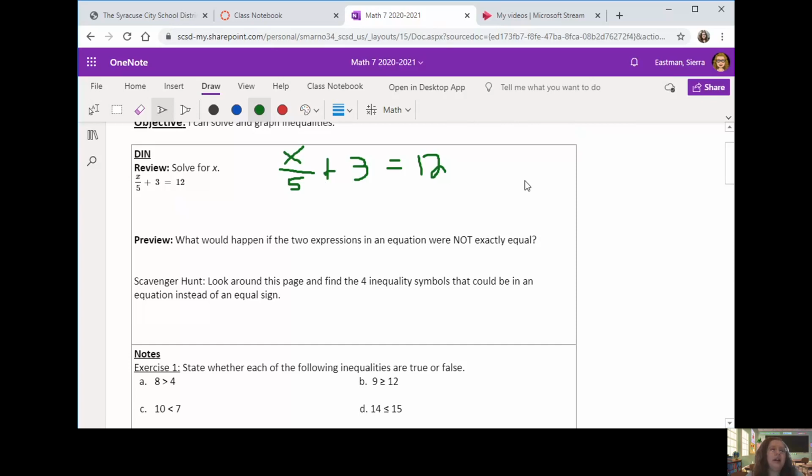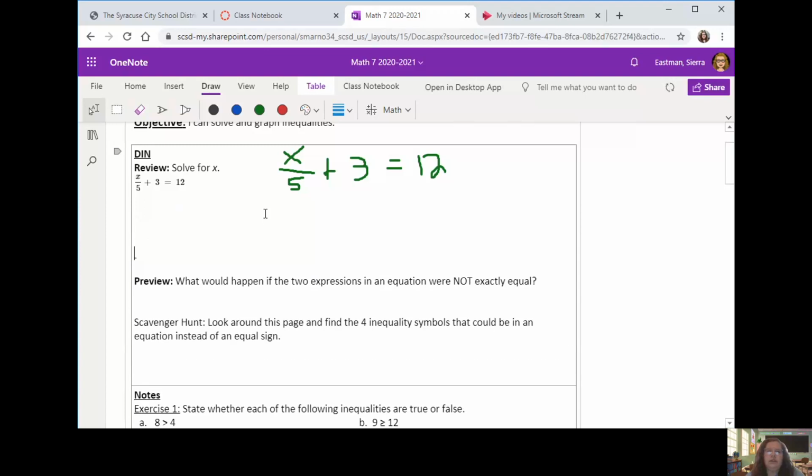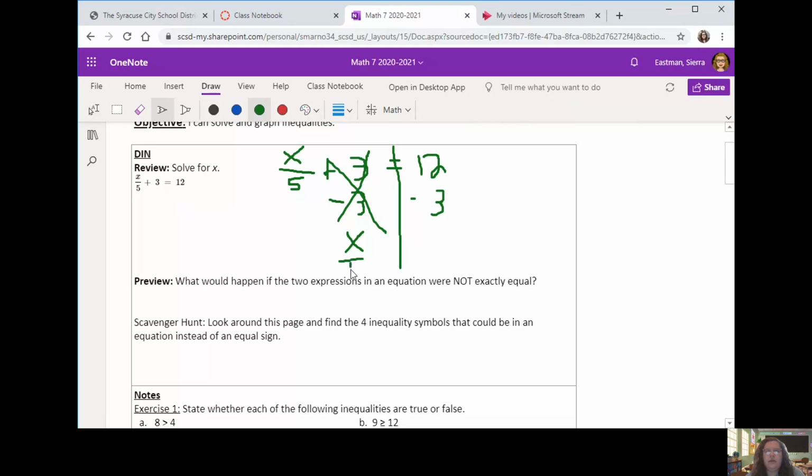We can draw a hanger diagram or a tape diagram if needed. Or we can just solve this algebraically. I'll give myself some more space there. Draw my line down the equal sign. Subtract 3 on both sides because we're trying to get x all by itself. Those will reduce to 0 because a positive 3 minus 3 equals 0. We still have our x over 5, but that's now equal to a new number. 12 minus 3 gives me 9.